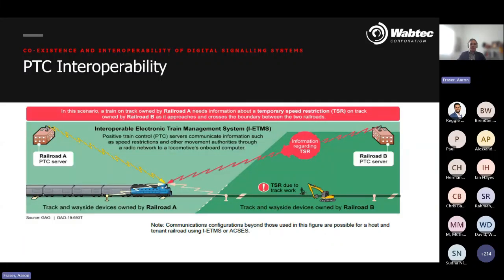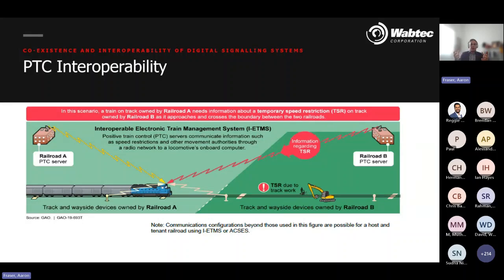So interoperability is achieved when the locomotives of any host and tenant railroad or adjacent railroads operating over the same track segment can successfully communicate with and respond to the other railroad's PTC system, allowing uninterrupted movement across property boundaries. As you can see here in this diagram, we have a case where a train owned by Railroad A needs information about a temporary speed restriction on track owned by Railroad B as it approaches and crosses the boundary between the two railroads. So in this case, the onboard equipment of Railroad A is talking to the trackside equipment of Railroad B to obtain that information.